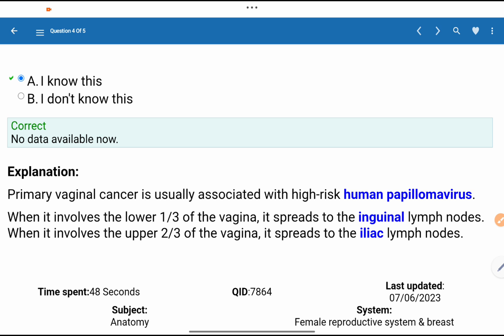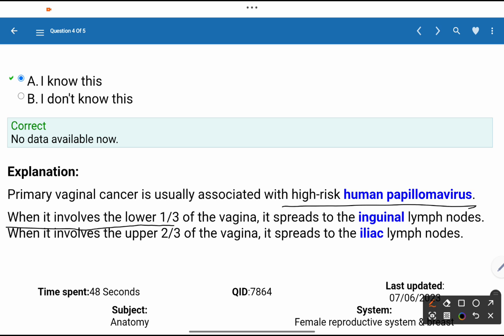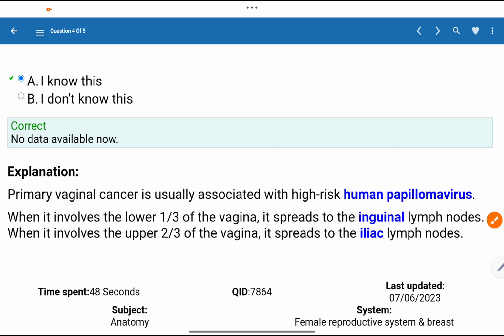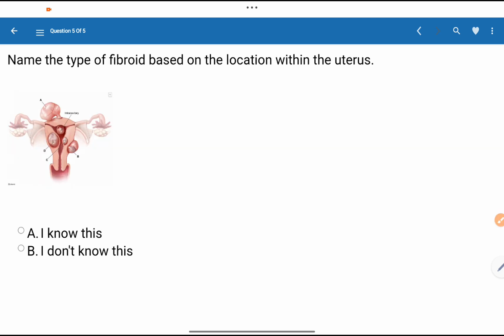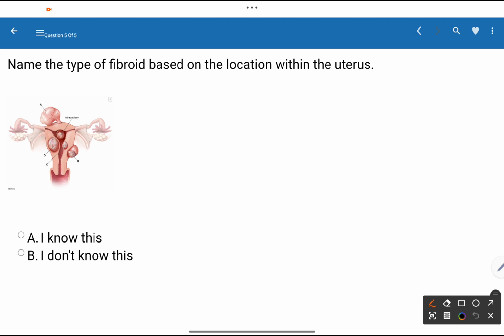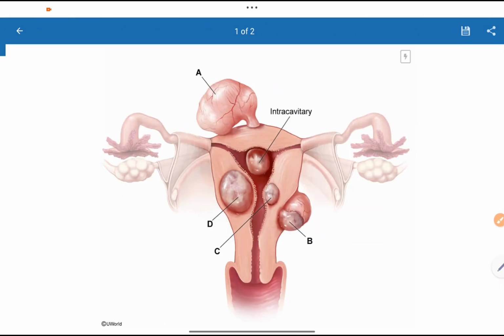Primary vaginal cancer is usually associated with human papillomavirus. When it involves the lower one third of the vagina, it spreads to the inguinal lymph nodes. When it involves the upper two thirds of the vagina, it spreads to the iliac lymph nodes. This is also correct. And the last flashcard given in UWorld for the female reproductive system is: name the type of fibroid based on the location within the uterus. You know about fibroids, right? Now it's asking about the location. So I'll take this figure.